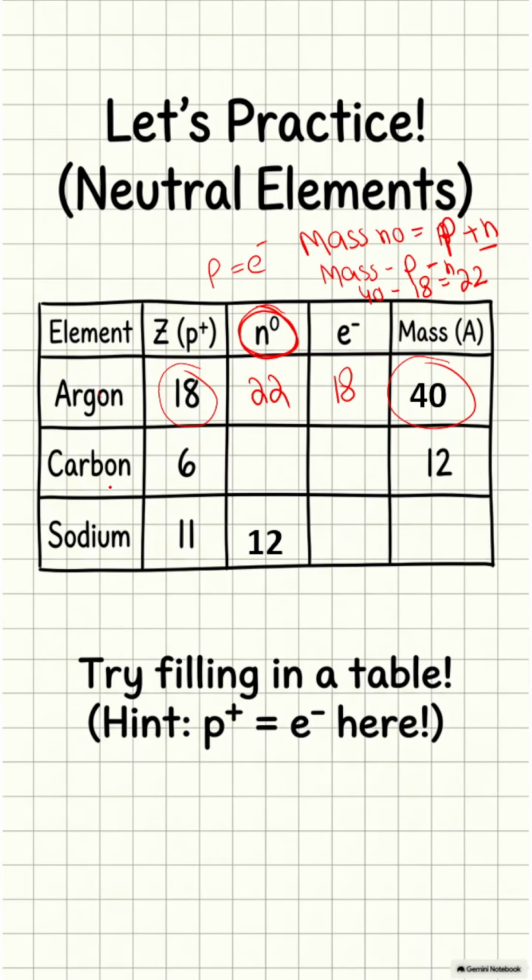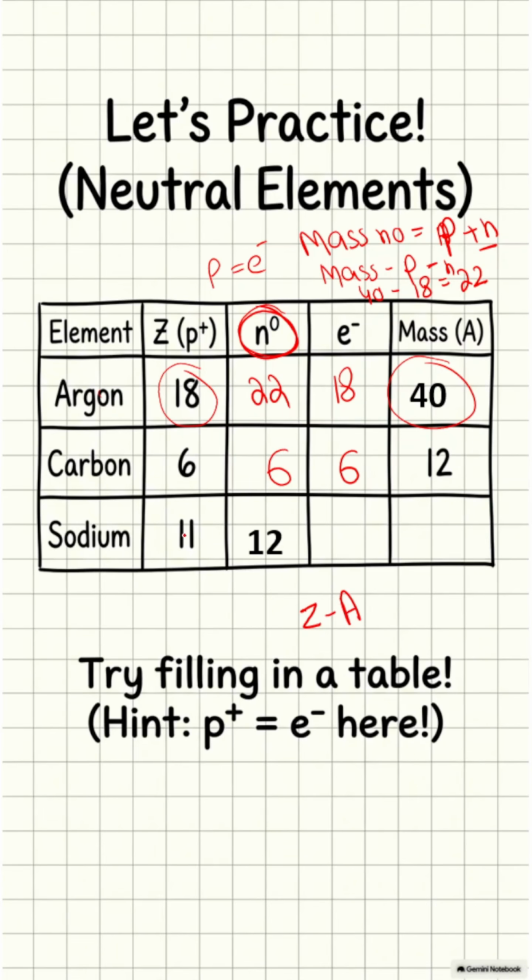Carbon, atomic number 6, mass number is 12. Okay, as it is neutral, the atomic number is exactly equal to the number of electrons. So here you can write 6. Now it is our turn to find out the number of neutrons. How will you find out? You will find out the mass number minus the atomic number, so that is also 6.